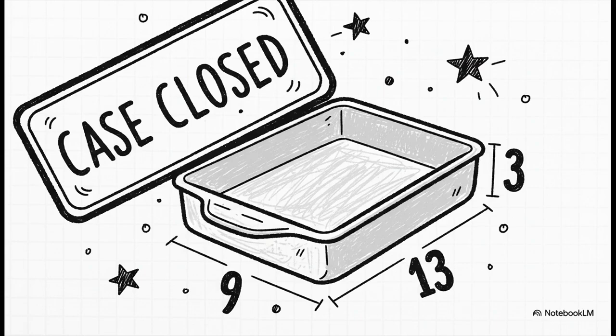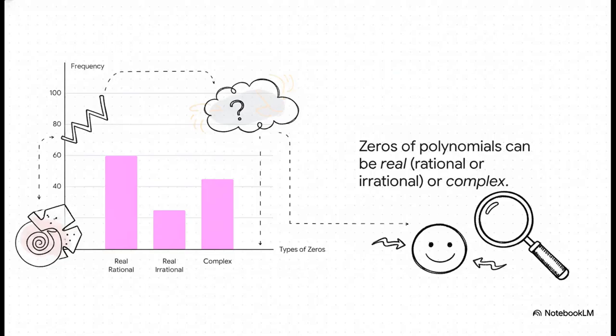Case closed. You know, as we've seen, the culprits we find, the zeros, they can be all different types. Some are nice, clean, rational numbers, like 1 or 9. Others might be irrational numbers. And some, as we now know, might be complex, hiding out in the world of imaginary numbers. But our detective toolkit lets us find them all.